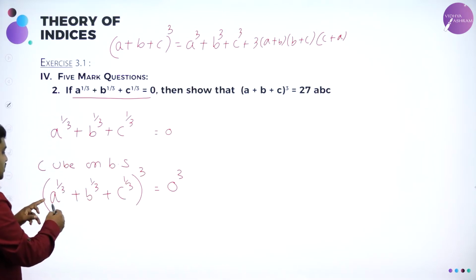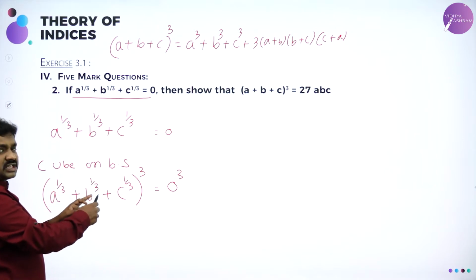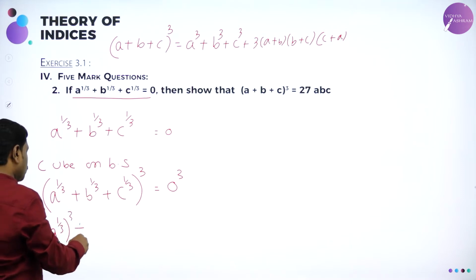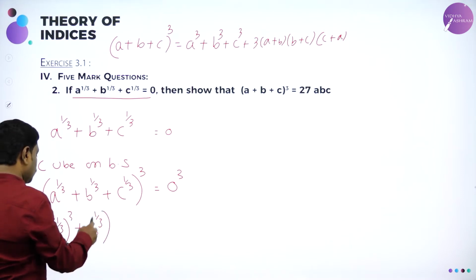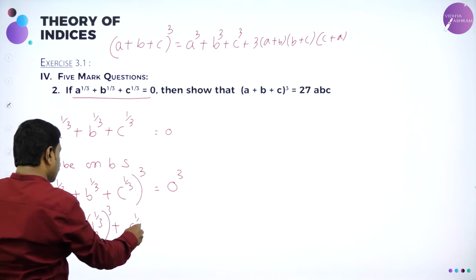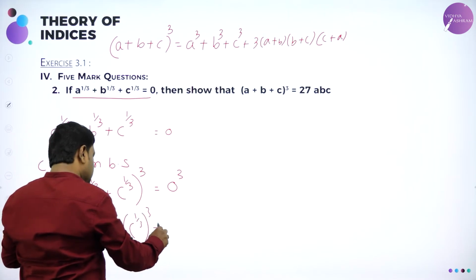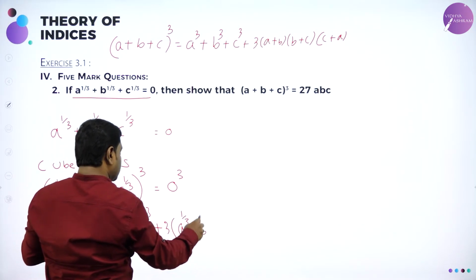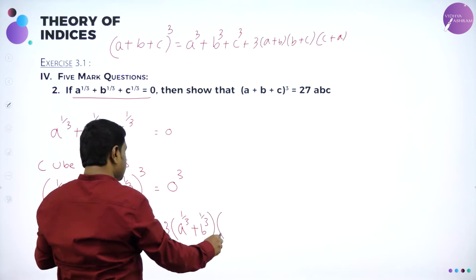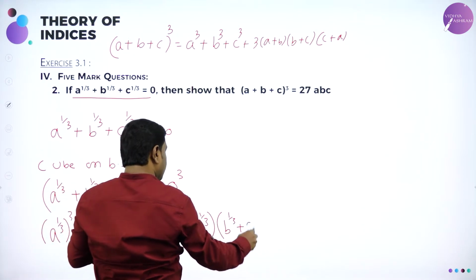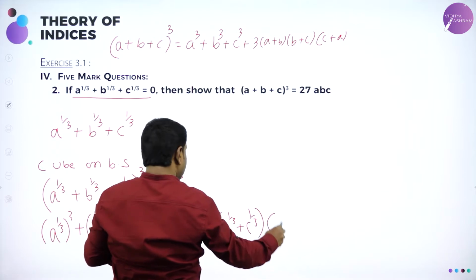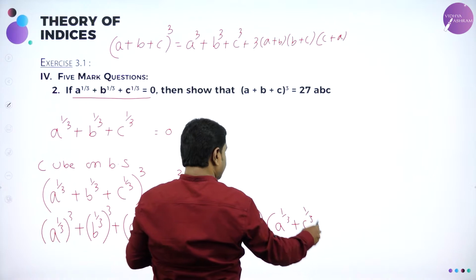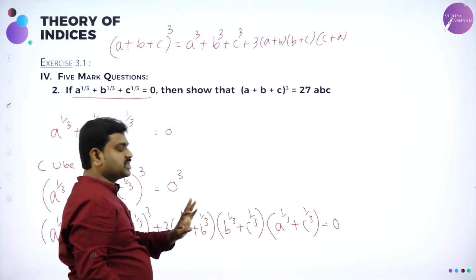Same formula. Here a means a power 1 by 3, b means b power 1 by 3, c means c power 1 by 3. a cube means a power 1 by 3 whole cube, plus b cube means b power 1 by 3 whole cube, plus c cube means c power 1 by 3 whole cube, plus 3 times (a plus b). a plus b means what? a power 1 by 3 plus b power 1 by 3, into b plus c means b power 1 by 3 plus c power 1 by 3, into c plus a means what? a power 1 by 3 plus c power 1 by 3. a plus b, b plus c, c plus a.